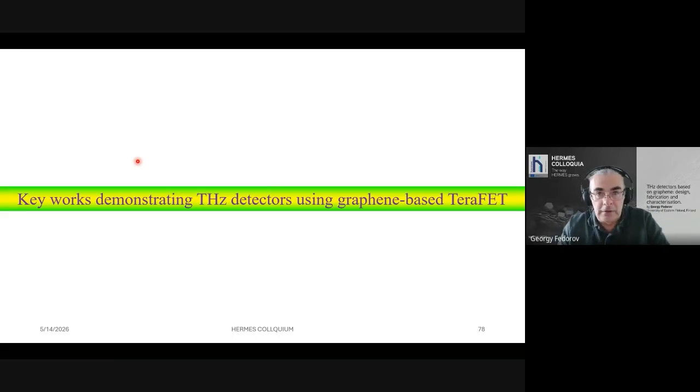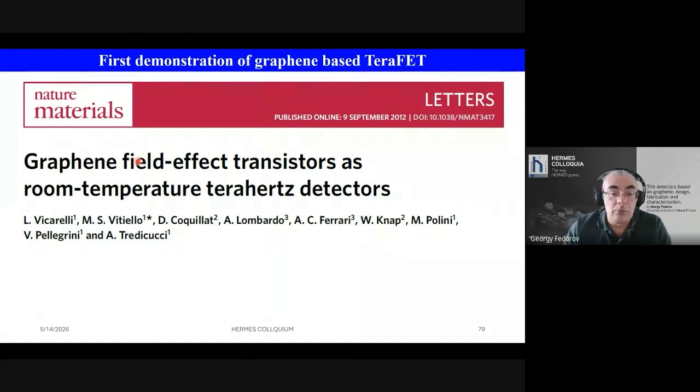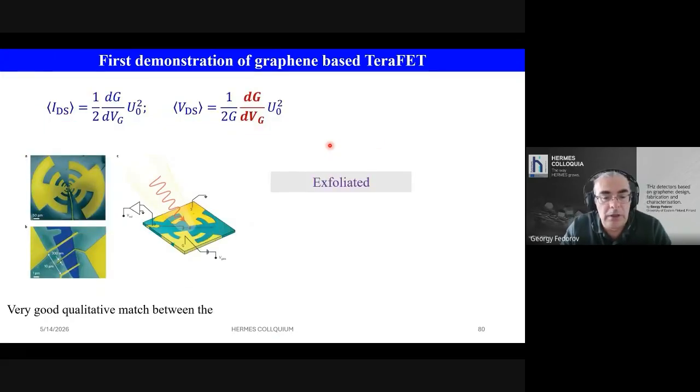The operation of transistors as detectors was demonstrated by the group of Wojtek a long time ago, and they were the first ones to actually try the same thing with graphene. So in this work published in 2012, the first TeraFET, a field effect transistor based terahertz radiation detector. It has its own name, TeraFET. So a graphene-based TeraFET was first demonstrated in this paper in 2012. They were using, I think, exfoliated graphene with some trouble to do the top gate.